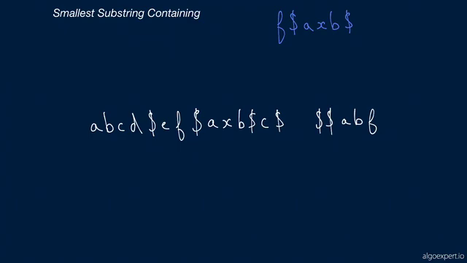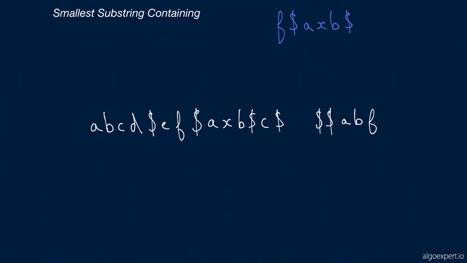So in the example in front of me, the answer is going to be this, $AXB$. And as you can see, it is this substring here. So this substring here is the smallest substring in our big string that contains all of the characters in the smaller string. Okay, so how do we actually solve this question?